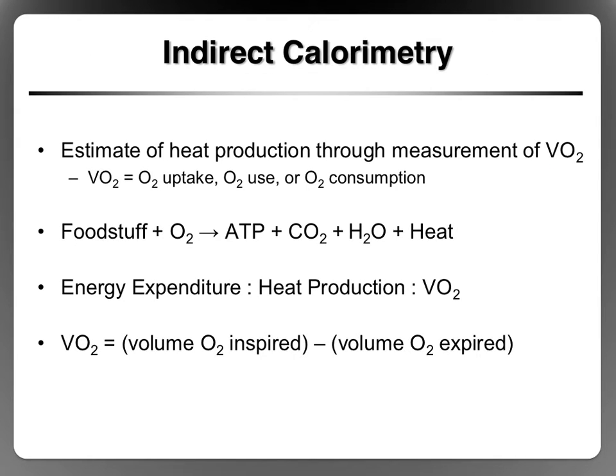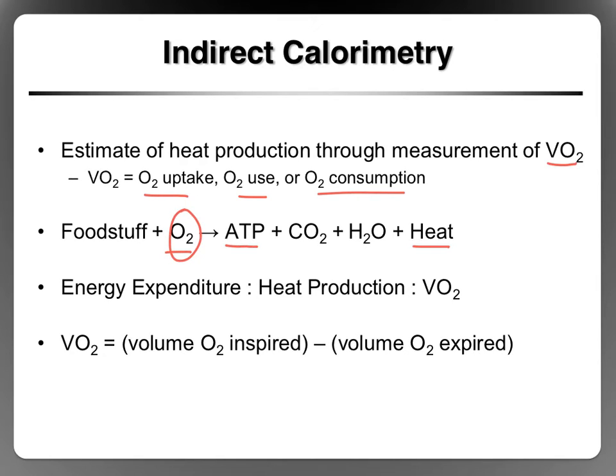Indirect calorimetry. So rather than directly measuring heat production and using it as a quantification of energy production, what we do is we estimate heat production through the measurement of VO2. Okay? And VO2 is oxygen uptake, oxygen use, or oxygen consumption. And all three of those are interchangeable terms which you'll hear. So basically what we're doing is we're measuring how much oxygen you are using.